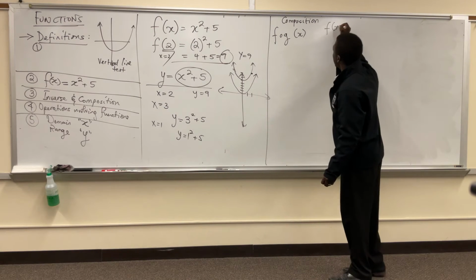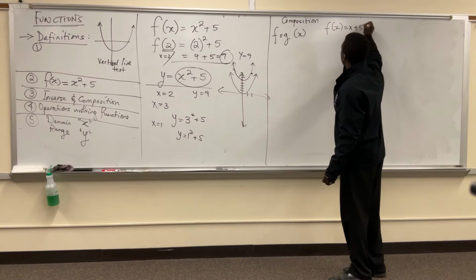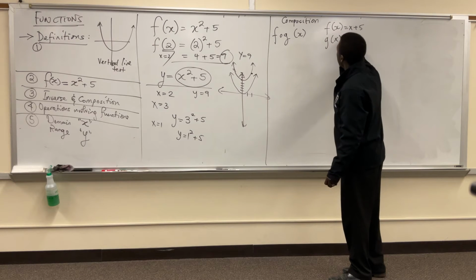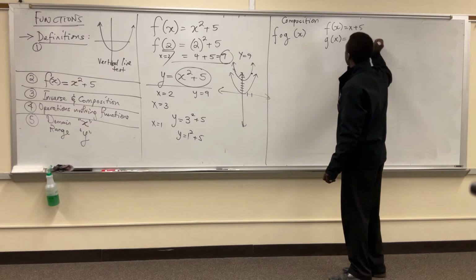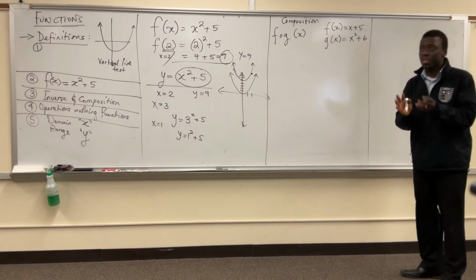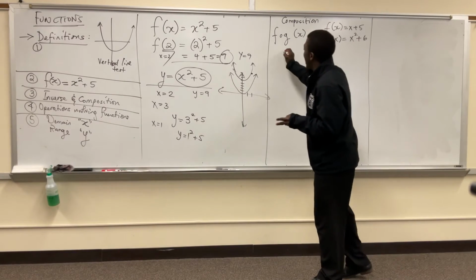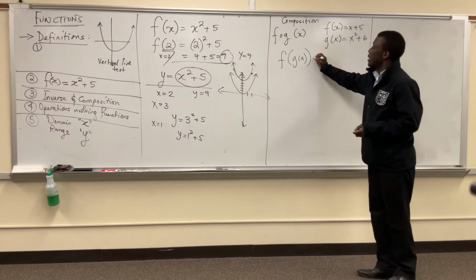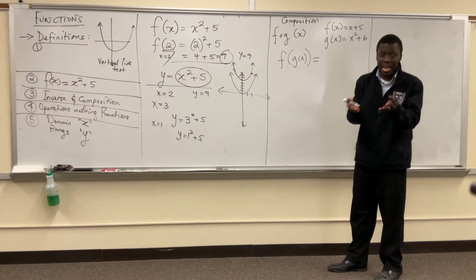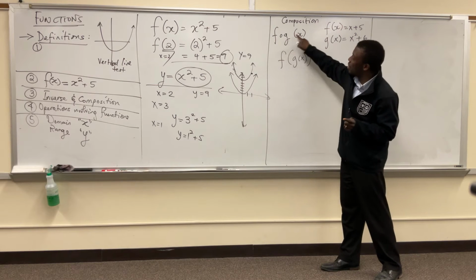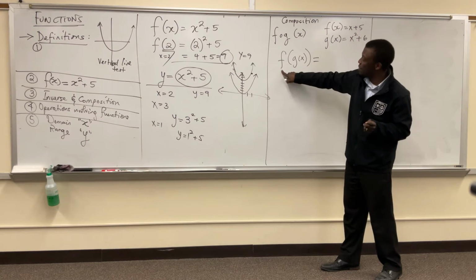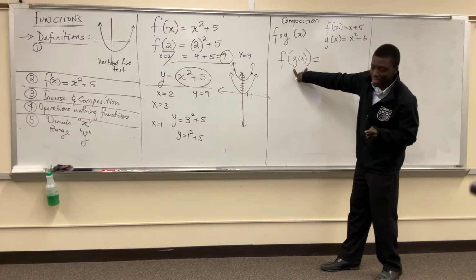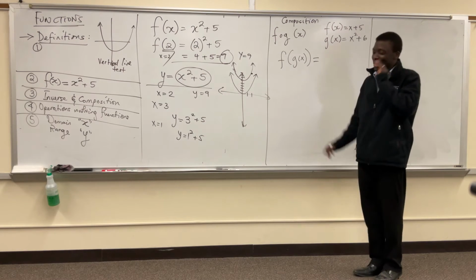If f of x is equal to x plus 5, and g of x is equal to x squared plus 6, then the composition of functions is, instead of plugging in the value of x that I was talking about before, these two things are the same. Whether I call it f of g of x, or I say f of the g of x, now representing x. Okay, let's take a step back.